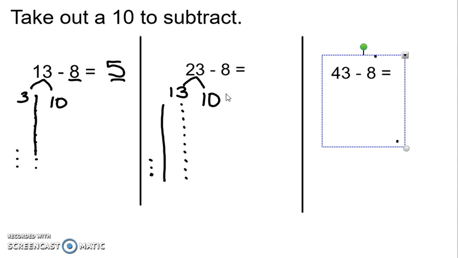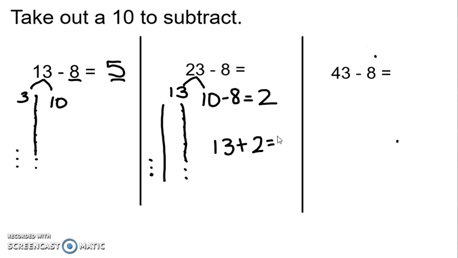Now I'm going to subtract this 8 out of this 10. So I'm going to go ahead and cross out 8, which leaves me with 2 left. Now I'm going to put this 2 together with the 13. And 13 plus 2 equals 15. So my answer is 15. And we'll do one more problem, 43 minus 8.